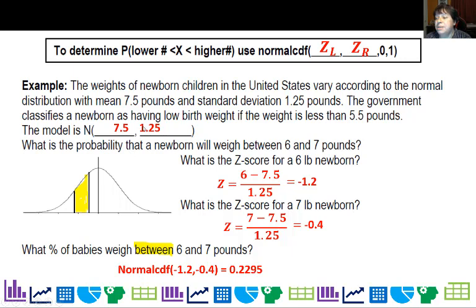Now, if I had done this on the calculator where I had done 6 and 7, if I change that to 7.5 and 1.25, that's 0 and 1, then it'll work out okay.